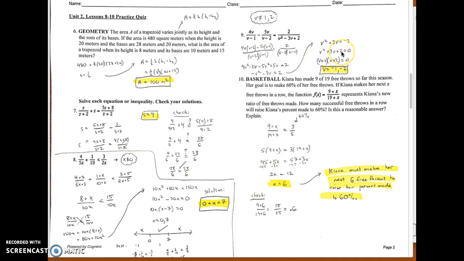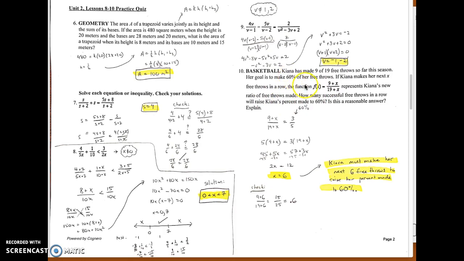A times c was 2, and I found my numbers that multiply to 2 and add to 3 are 2 and 1, so I factored it, and then I solved what number plus 1 is 0, it's -1. What number plus 2 is 0, that's -2. So those are my two answers, -1 and -2.